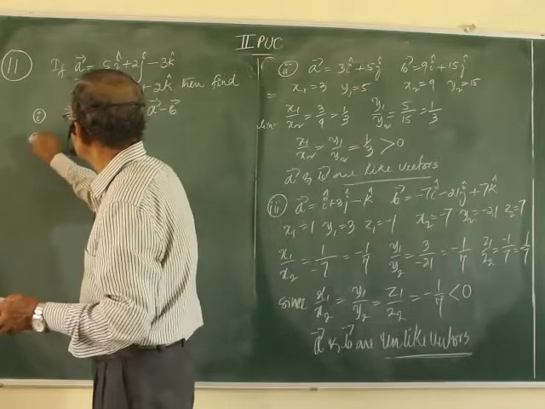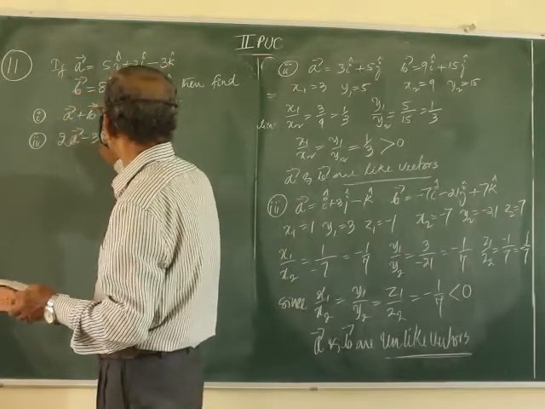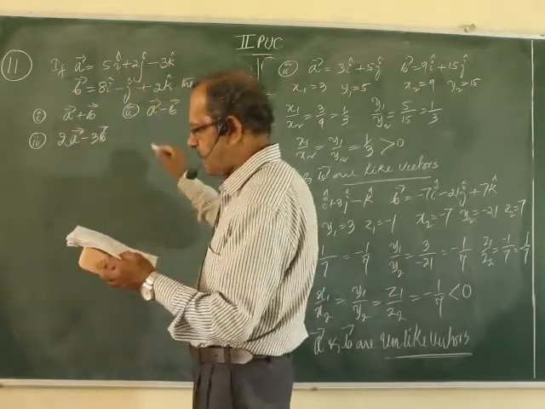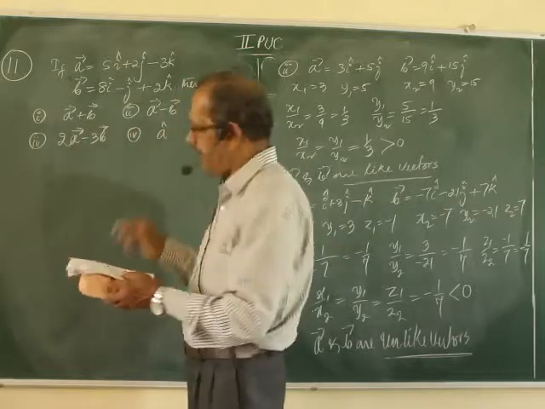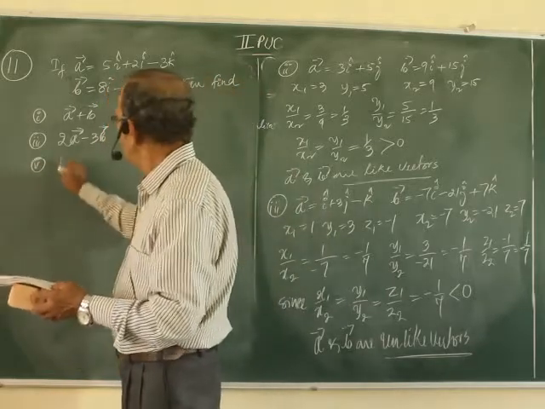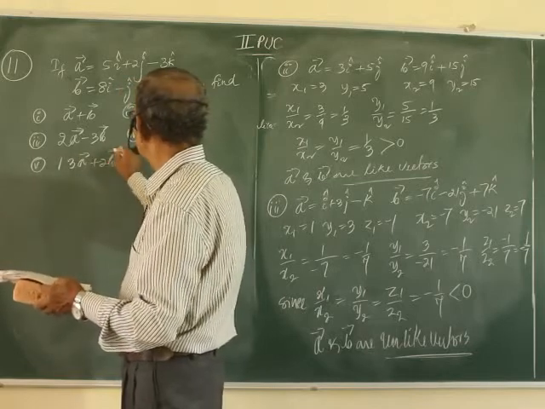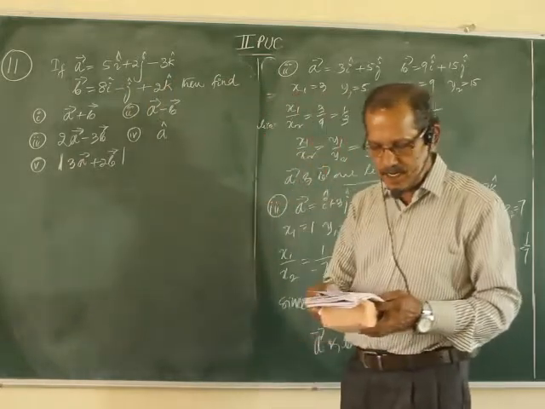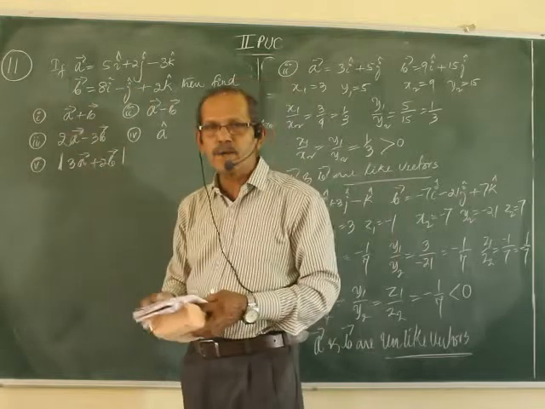Third one is 2a minus 3b. See, careful. Fourth one, unit vector a cap. Fifth one, magnitude of the vector 3a plus 2b. Let us do one by one. For the same vectors a and b given here, you have to find all these sub-questions.